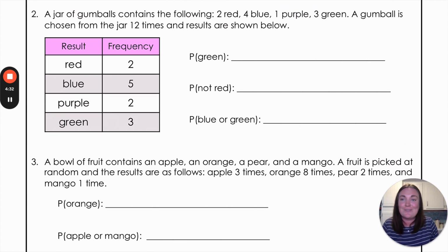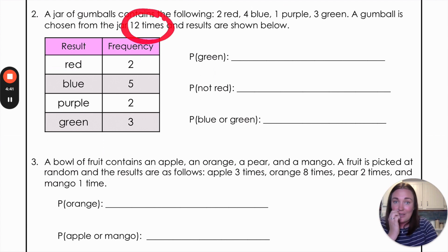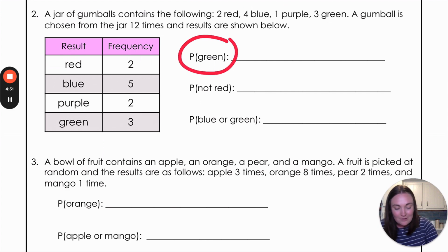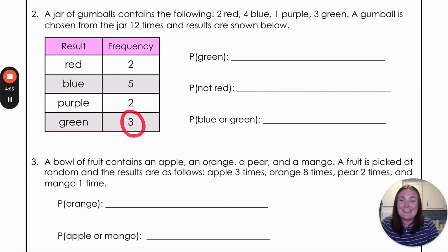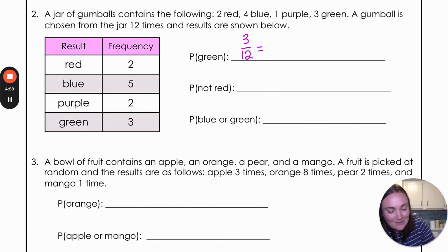Okay, number 2. A jar of gumballs contains the following: 2 red, 4 blue, 1 purple, and 3 green. A gumball is chosen from the jar 12 times. So again, that's the big total that we want to pay attention to. That's how many total times we did the experiment. We want to find the probability of each one. So a green gumball, we picked a green gumball 3 times out of 12. So that 3 out of 12, we can divide by 3 and we get 1/4, 0.25, 25%.